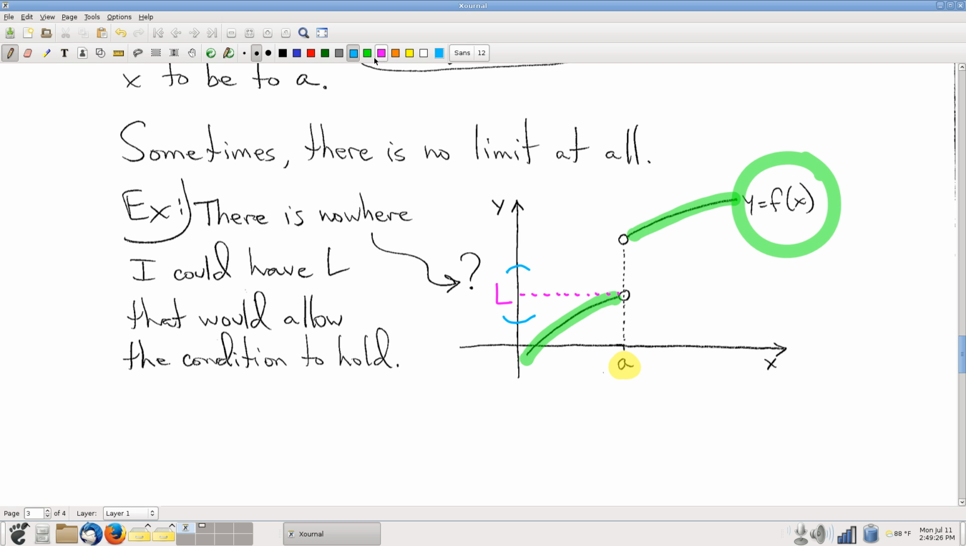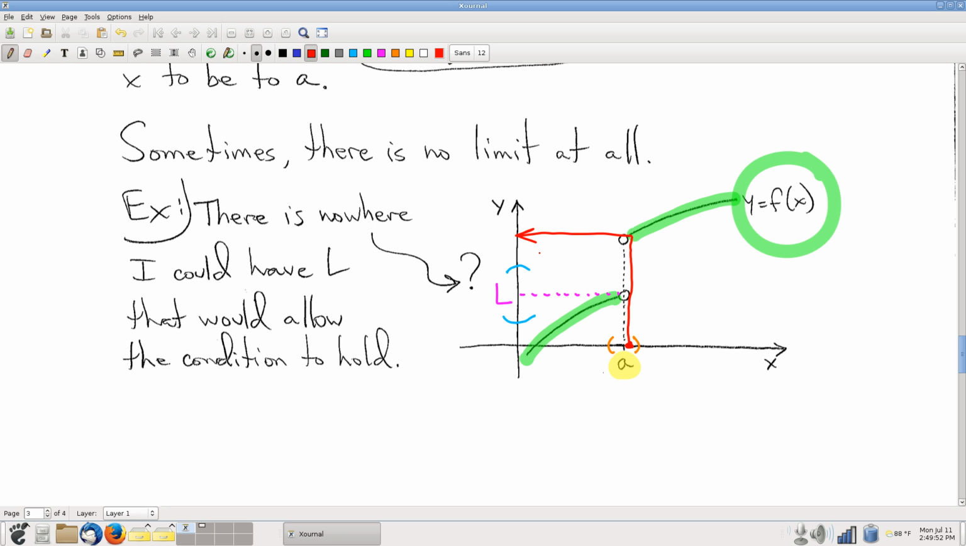I can't accomplish that simply by requiring x to be close to a. No matter how close I require x to be to a, there will be some values of x where the value of the function is outside of that tolerance distance from L.